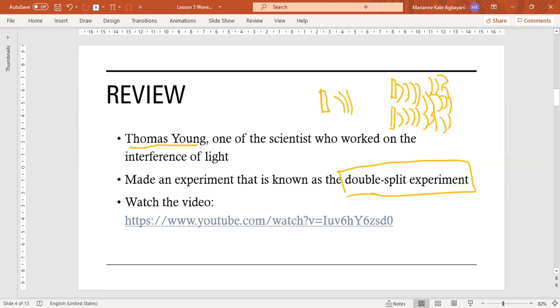I want you to watch this video here. This is the link to the video. Its explanation of the double slit experiment is nice.